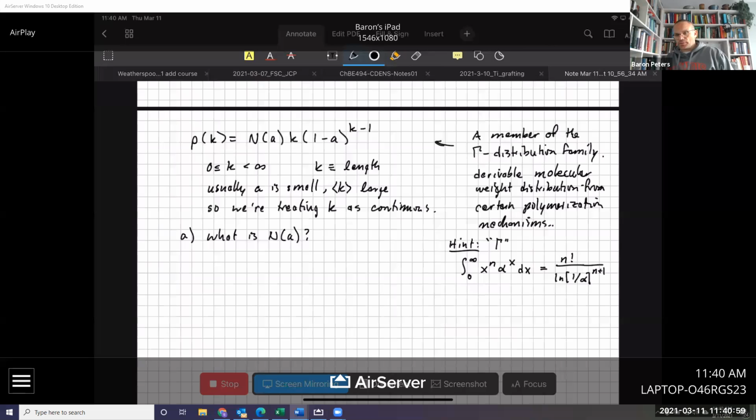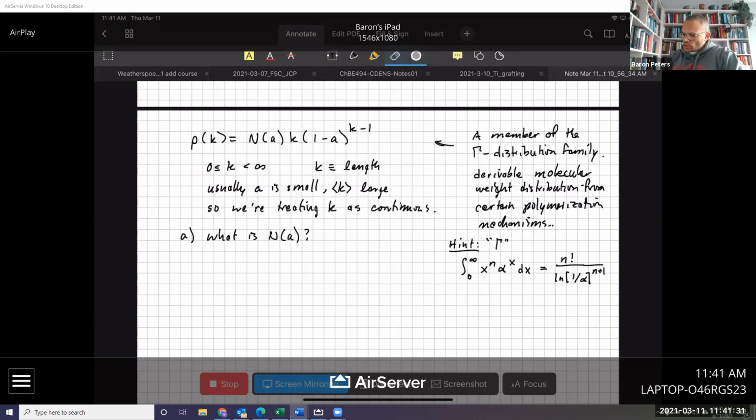I think that it's 11:40, so let's go ahead and reconvene now and start. This next worksheet is about the Schulz-Flory distribution. This is a member of the gamma distribution family for specific parameters. The gamma distribution has some coefficients that you would find here, and this Schulz-Flory distribution is the case where that coefficient would be 1.